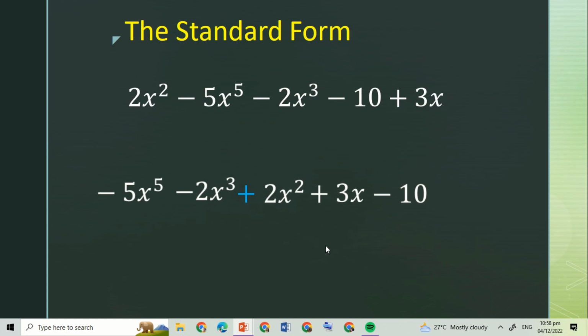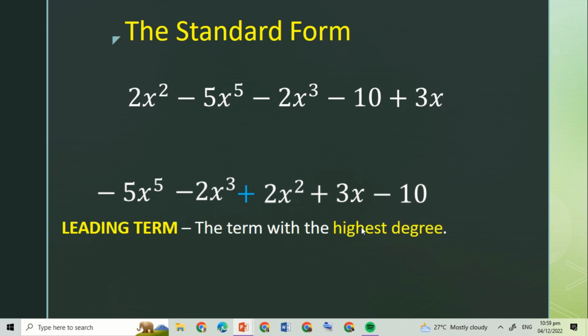Now, after writing the polynomial in standard form, we can now determine the leading term, which is the term with the highest degree. So the term with the highest degree is negative 5x raised to the fifth power. So it is the leading term.